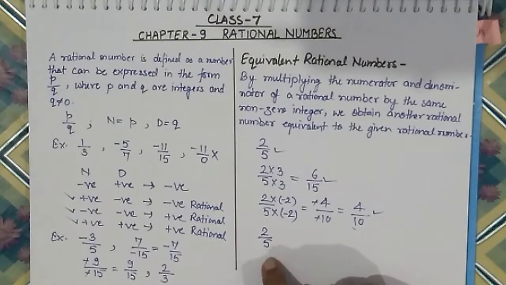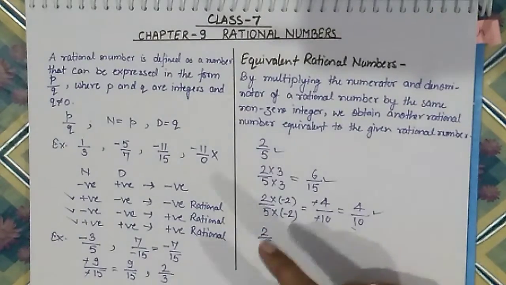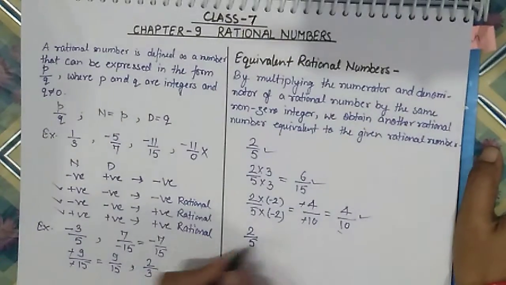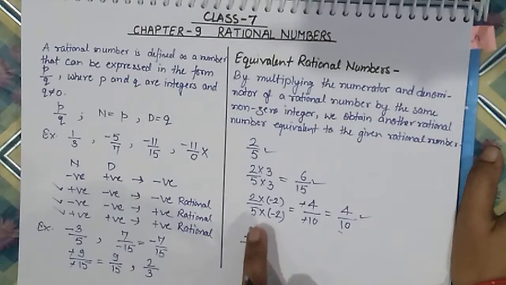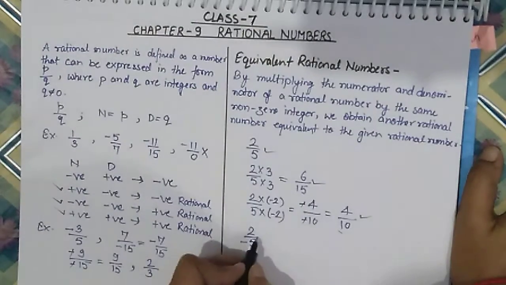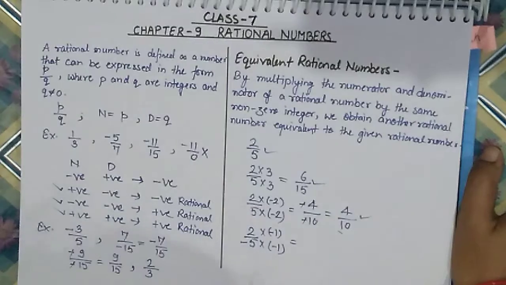The next condition is that the denominator must be a positive integer, and the numerator can be negative or positive, anything. Suppose I write a rational number 2 by minus 5. It is not in standard form. To convert this into standard form, we have to multiply both the numerator and denominator with minus 1. So 2 into minus 1 is minus 2, divided by minus 5 into minus 1, which is plus 5. So it is minus 2 by 5.